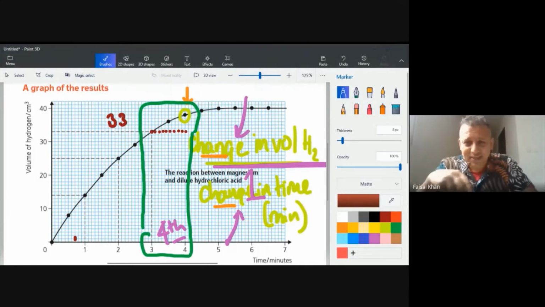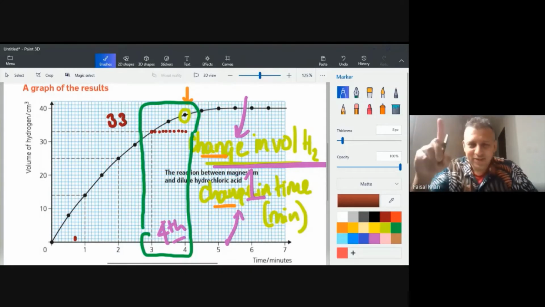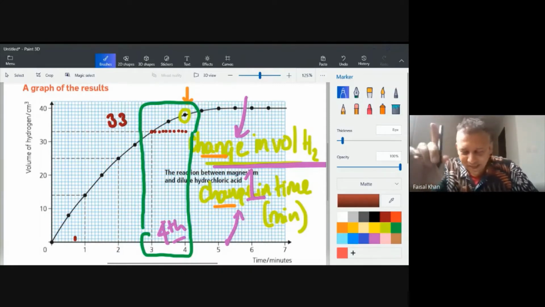I may have jumped in there. Were you wanting to say something else about that 33? No, 33 centimeters cubed, and then you have to divide it by 0.5. Right, I get where you're coming from.